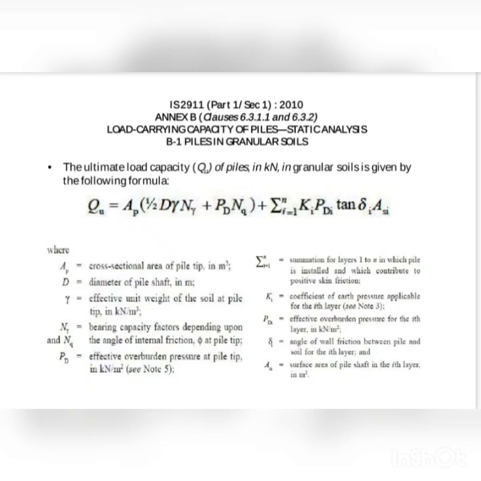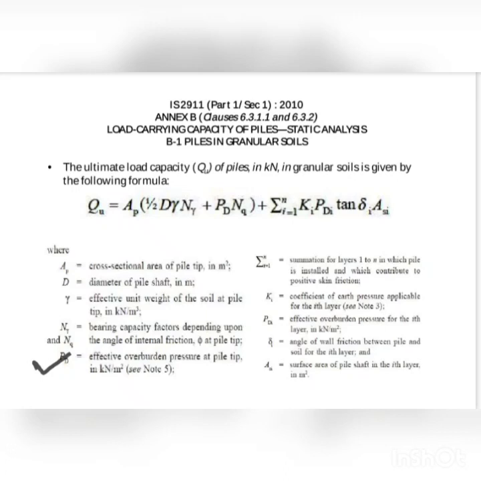N q and N gamma, these are bearing capacity factors depending upon the angle of internal friction at the pile tip. P suffix D is the effective overburden pressure at pile tip in kilonewton per meter square. This effective overburden pressure we will discuss in detail in the later slides.